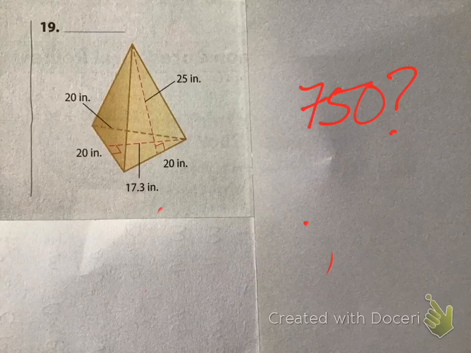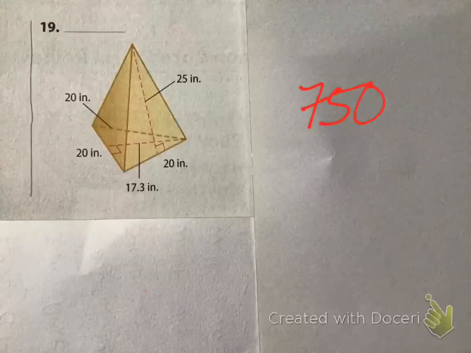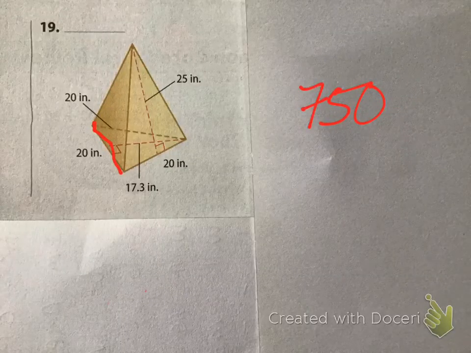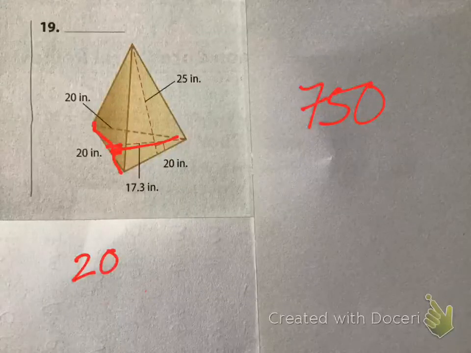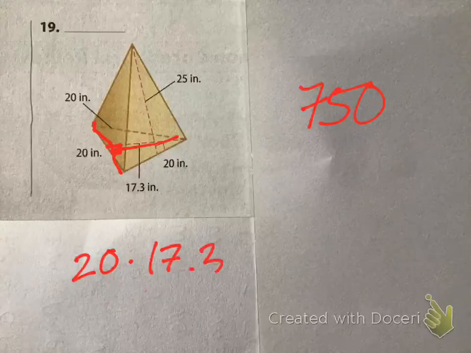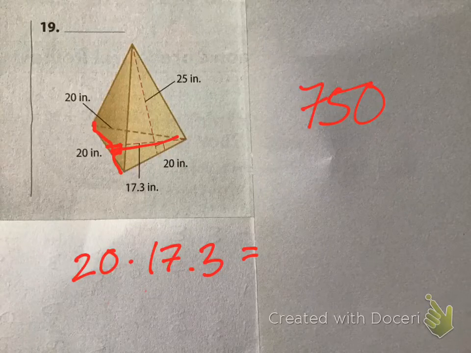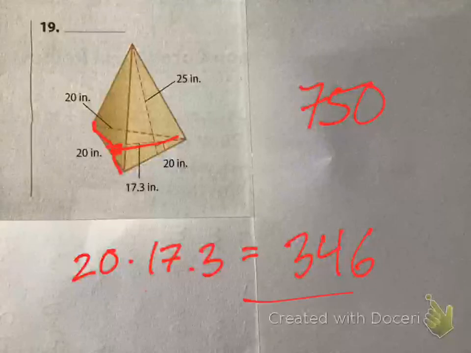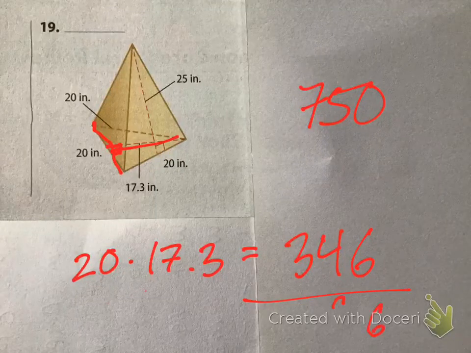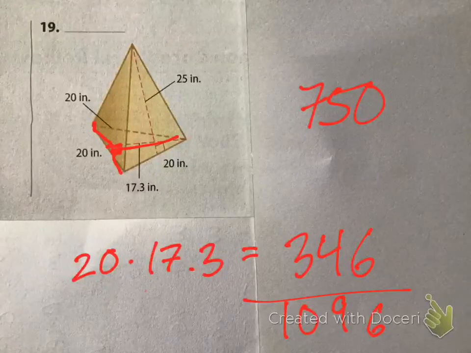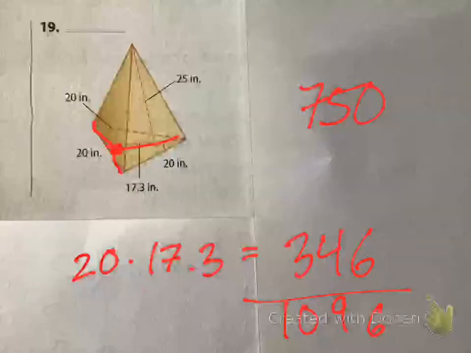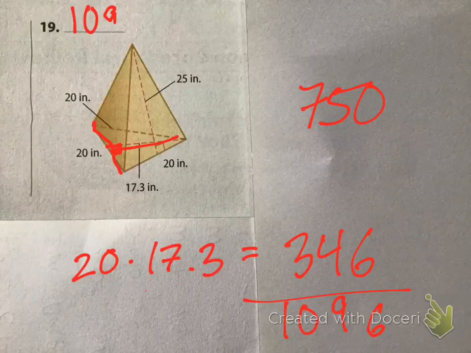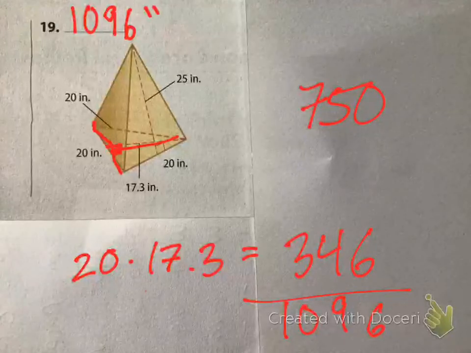But we need to add that base. That base has a side of 20, our right angle, and our length of 17.3. So we just have 20 and 17.3. 20 times 17.3. Perfect. We get 346. We want to add those 2 numbers together. This is just me adding those two together. So my surface area is 1,096 inches squared.